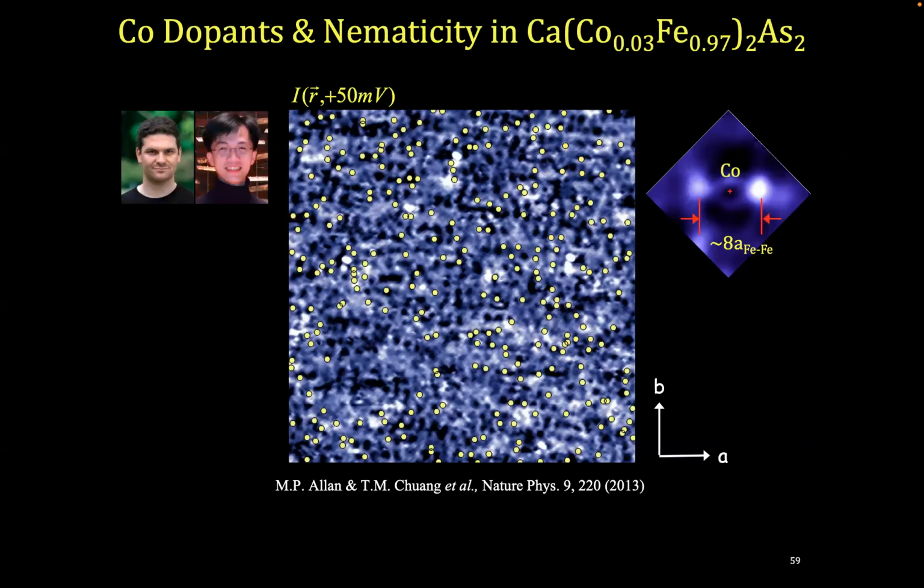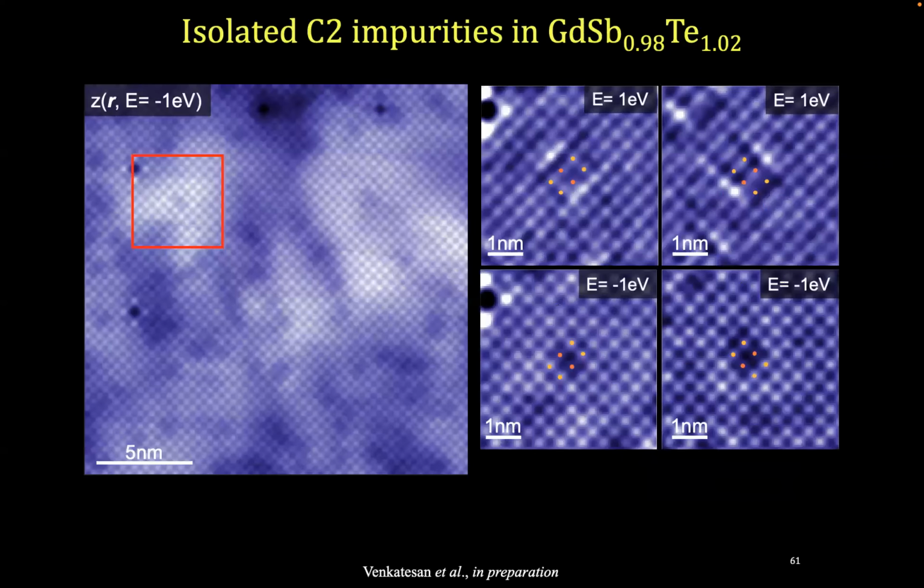And a similar situation also happens in the iron-based superconductor. We know in the iron-based superconductor, you dope the iron with cobalt, you create some kind of anisotropic impurity state. And then if you dope maybe 3% in this particular system, you create this crazy 1D nematicity and also have a profound impact on the band structures.